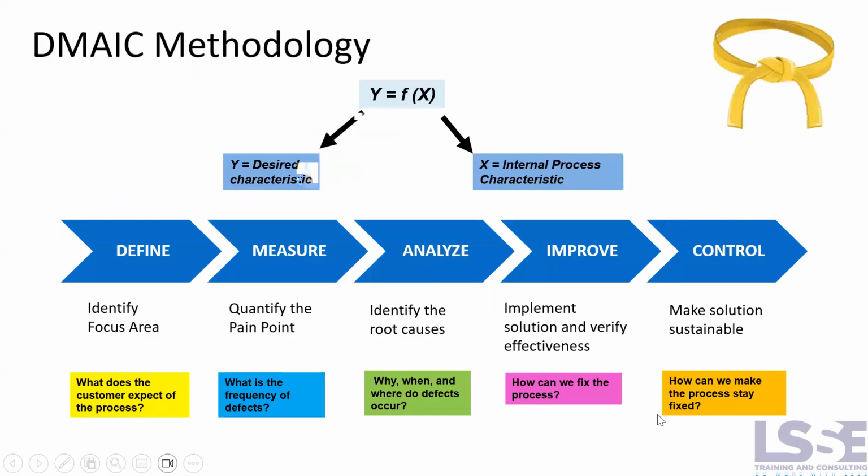Next recap is you need to remember that the common methodology used for Six Sigma is the DMAIC methodology. It's composed of 5 phases. You start with Define. In Define, you identify what the focus area is. You go to Measure. In Measure, we quantify the pain point of our customer. In Analyze, we identify the root causes of our challenges. Then we go to Improve, where we implement the solutions based on the root causes that I've identified. And finally, we go to Control, where we make sure that the improvements we've done become sustainable.